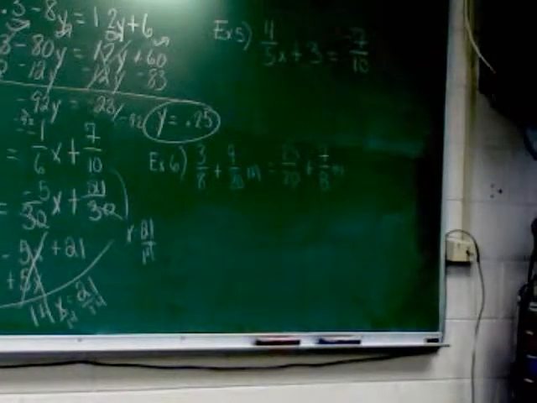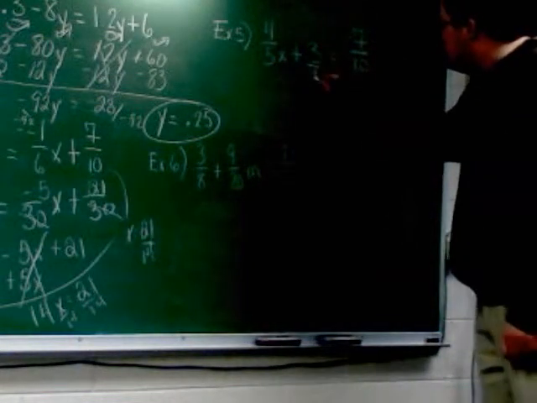Okay. Short fraction problem now. 4/5 x plus 3 equals negative 7/10. Now this problem's only here for one reason, okay? It's because of the 3. Notice 3 isn't a fraction. You have to make it a fraction before you start the problem. So obviously that means you change it into 3/1.